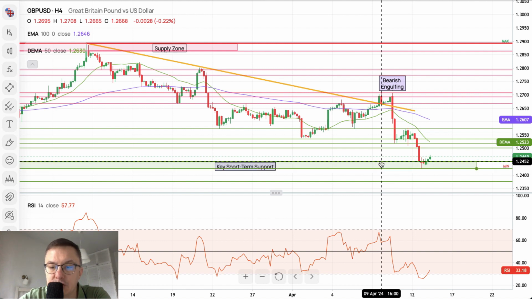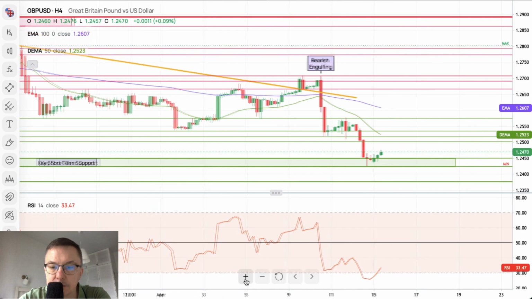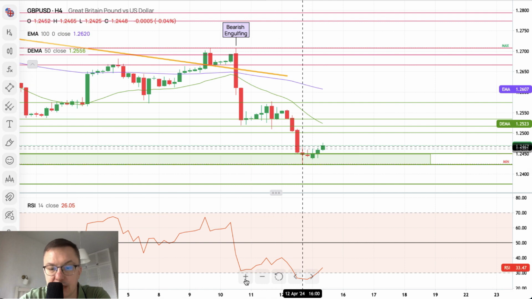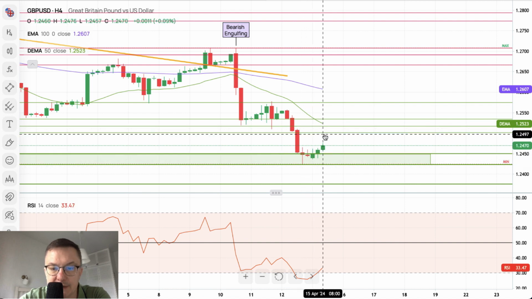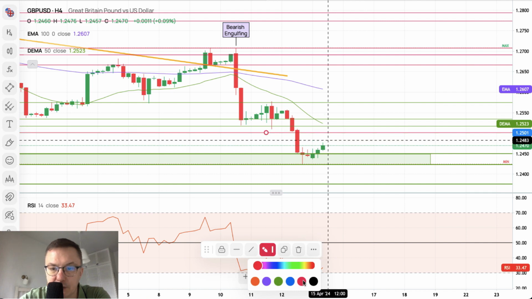1.2450 actually was hit. And what we've done here, it looks like a kind of a bearish pin candle again with a long shadow from the downside, a long lower shadow. Now all of these levels here above the price will act as the technical resistance.